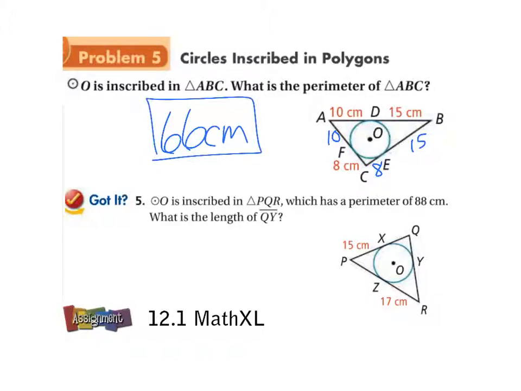All right, see if you can work your way around this next triangle, and they're not asking you for the perimeter, they're actually telling you that the perimeter is 88. So could you figure out the length of QY? All right, go ahead and pause the video and work through that problem. Come back when you're done.